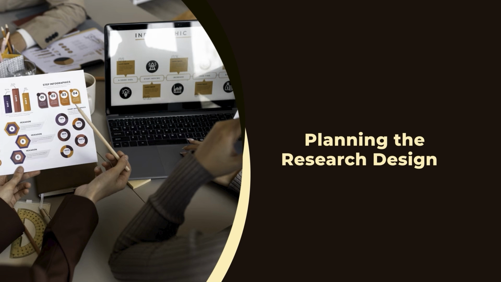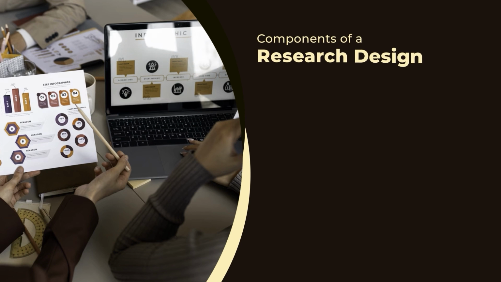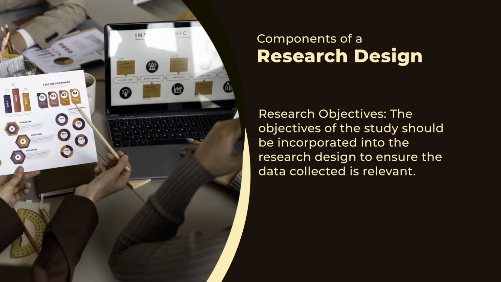Once the objective or the hypothesis are developed, the researcher is ready to plan the research design. As we know, a research design is a blueprint outlining how the required data will be gathered and analyzed. It represents a framework for the research plan of action. Components of a research design include research objectives, data collection methods, sampling methodology, timing and cost, and type of design. The research objectives of the study discussed in the preceding steps are included in the research design to ensure that the data collected is relevant to the objectives.